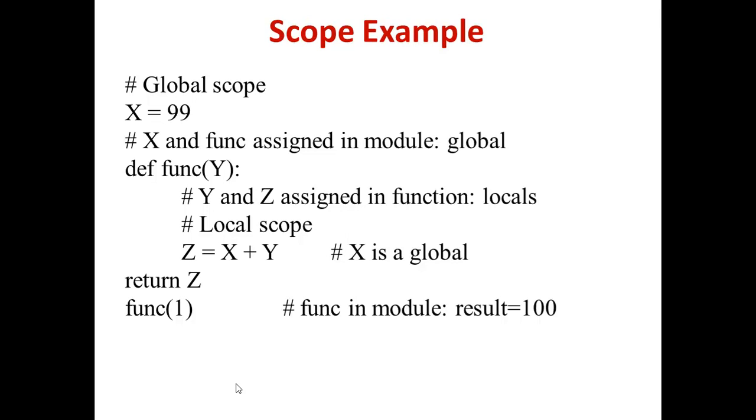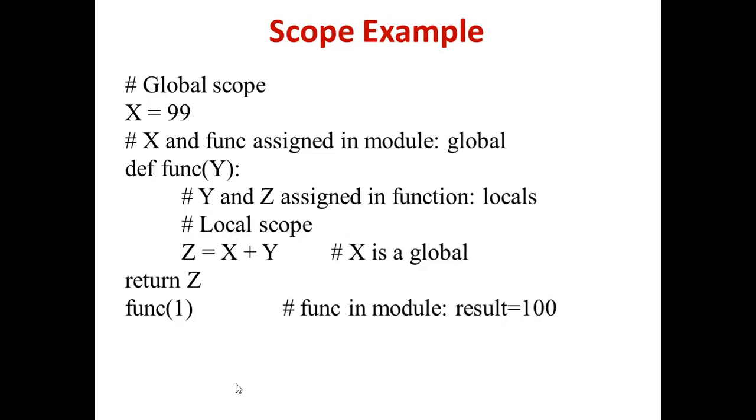Based on the scope, we see some examples. I have a variable which has been initialized outside of all the blocks. We call it a global scope. My variable is capital X equal to 99. And look at the next few statements. I have a def, that means my function fun, which has argument y. Inside my block, I have z equal to x plus y. Now y and z are obviously local variables.